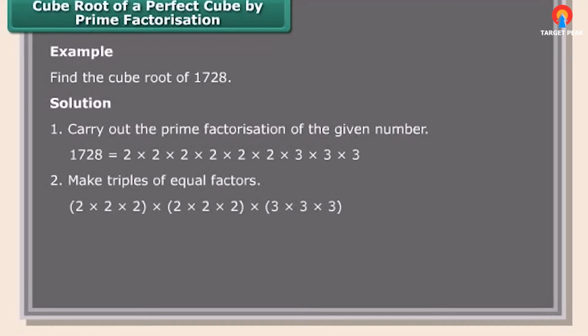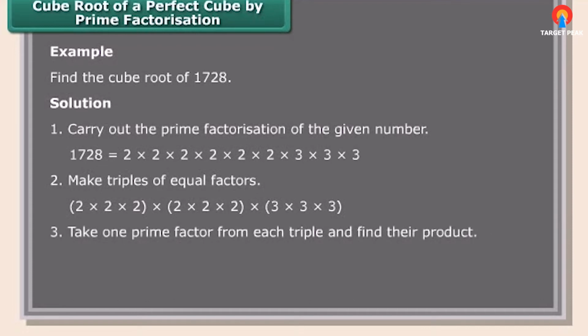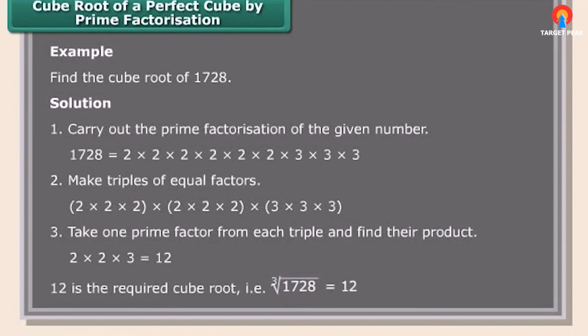(2 × 2 × 2) × (2 × 2 × 2) × (3 × 3 × 3). Take one prime factor from each triple and find their product. 2 × 2 × 3 is equal to 12. 12 is the required cube root, that is, the cube root of 1728 is equal to 12.